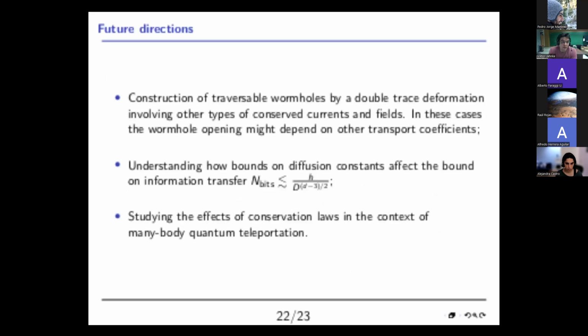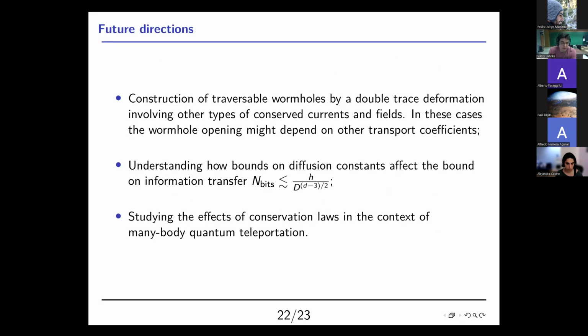As future directions, I think it's interesting to study the construction of traversable wormholes considering other fields. Sometimes these diffusion constants have lower bounds, and I think it might be interesting to investigate lower bounds on the diffusion constant and how they relate to bounds in information transfer. And finally, I think it's interesting to study the effects of conservation laws in the context of many-body quantum teleportation. That's pretty much all I have to say.